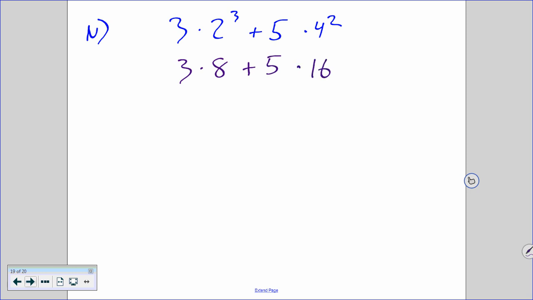Okay, so 2 to the third power is not 6. Please don't write 6. Okay, 2 times 2 is 4. 4 times 2 is 8. Okay, and 4 squared is going to be 16. Right, 4 times 4 is 16.